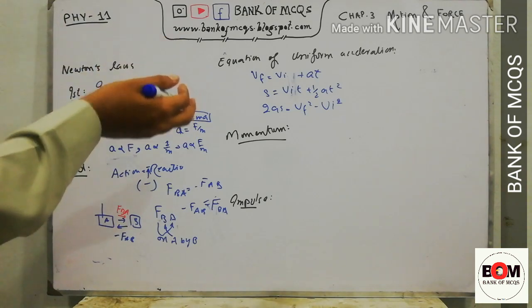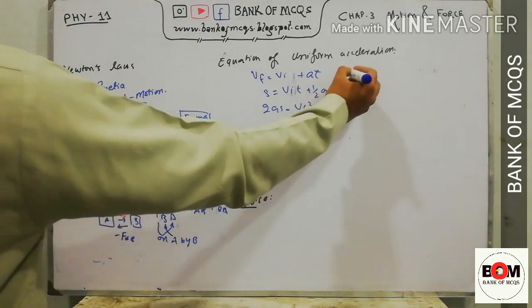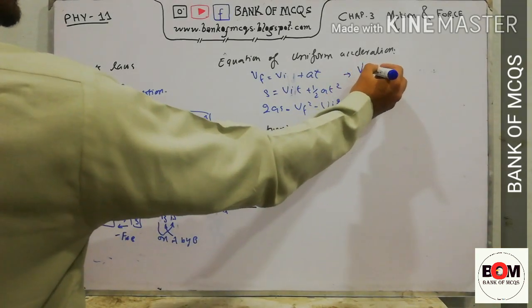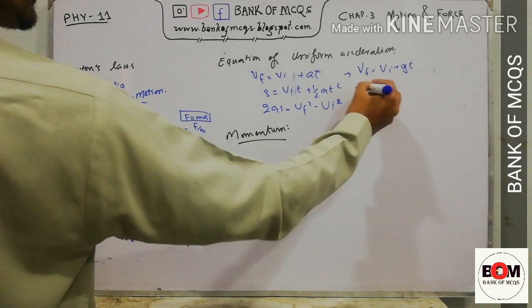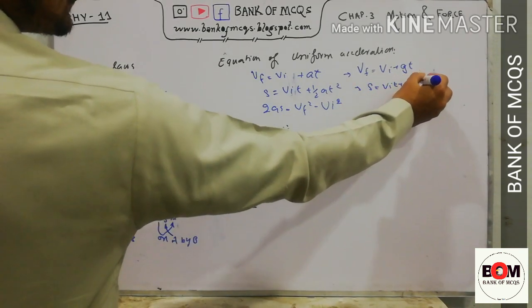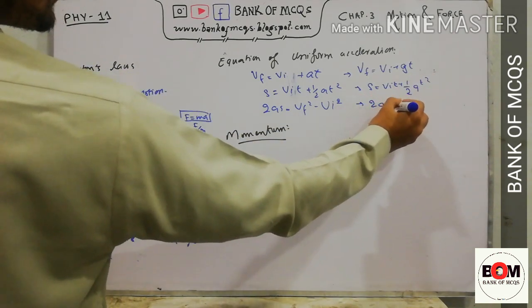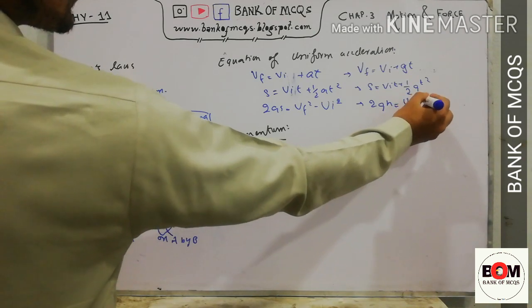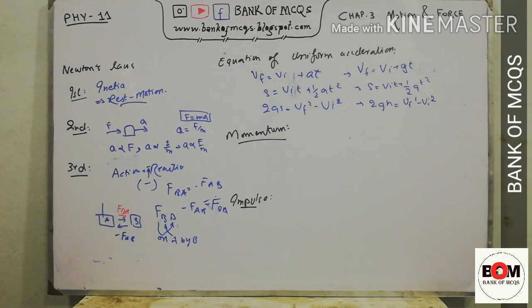So we will solve more examples on this. Now, in the case of gravity, this equation is replaced by Vf = Vi + gt, and this will be replaced by S = Vi t + half g t squared, and this will be replaced by 2gh, or 2gh = Vf squared minus Vi squared.